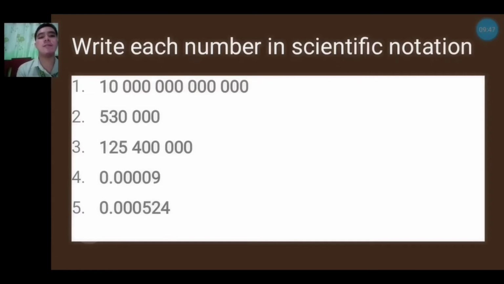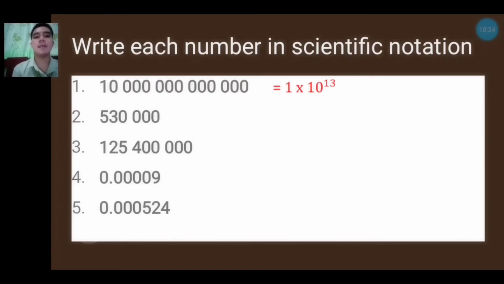For number 1, from here, we will move the decimal point to the left. 1, 2, 3, 4, 5, 6, 7, 8, 9, 10, 11, 12, 13. So for number 1, we have 1 or 1.0 times 10 raised to 13. Why positive? Because we move to the left. Okay, that is from decimal to scientific. When we move to the left, that is a positive exponent.